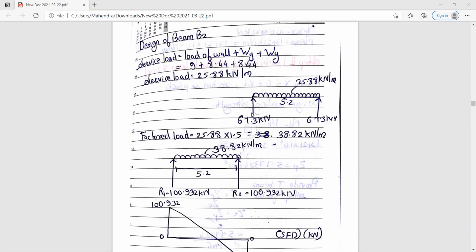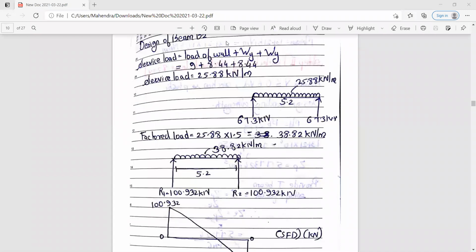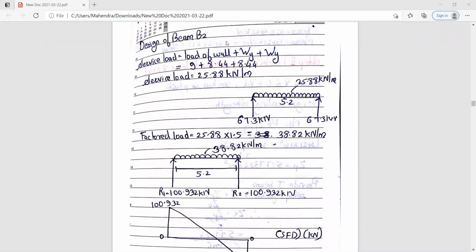एक बार रिएक्शन कैलकुलेट कर ली. आफ्टर कैलकुलेटिंग द रिएक्शन यू आर गोइंग टू कैलकुलेट द फैक्टर लोड. सो फैक्टर लोड के लिए क्या करते हो? यू हैव टू मल्टीप्लाई द सर्विस लोड बाय 1.5. सो सर्विस लोड कितना था? 25.88. So you need to multiply it by 1.5 in order to calculate the factor load. So factor load आपको मिलता है 38.82 kilonewton per meter. And after calculating the factor load, again you need to calculate the reactions.